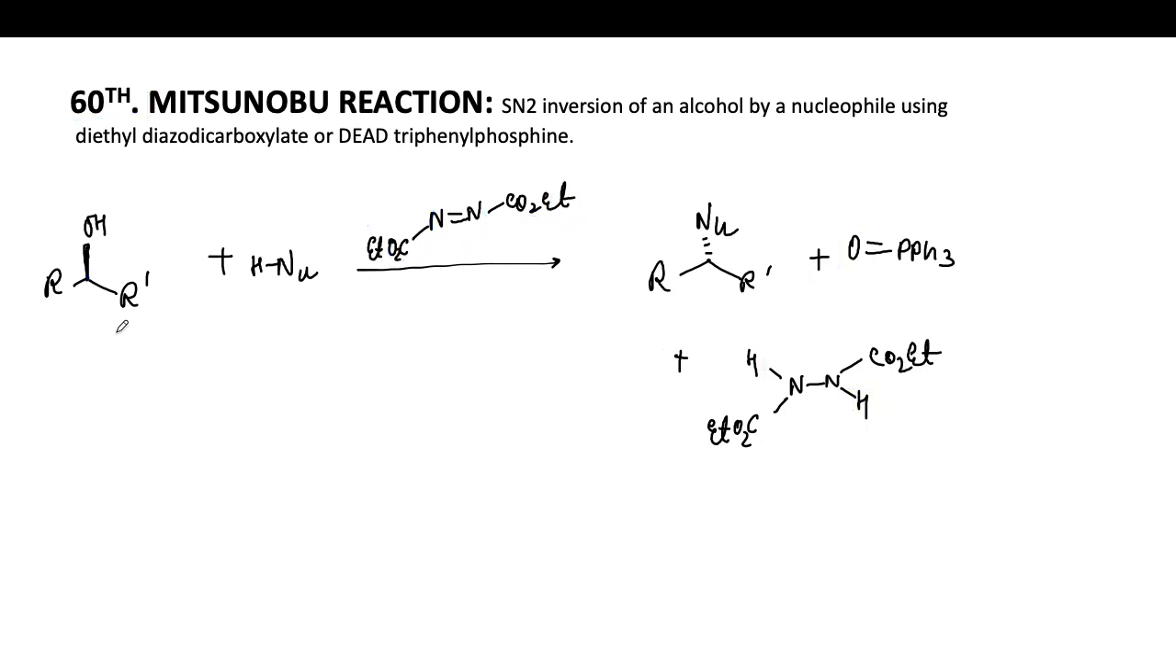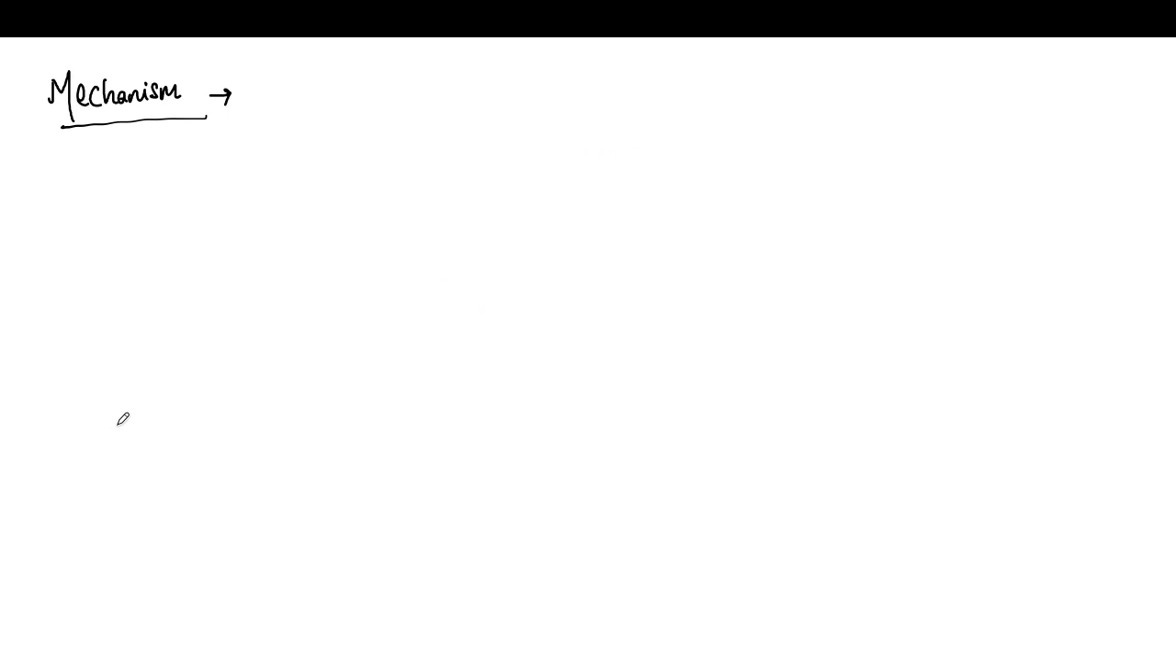So very similar mechanism to the Appel reaction. Here you are using triphenylphosphine, PPh3, along with the dead molecule. Yes, this must be written over here. All right, now let's see the mechanism. It's not very complicated, right?